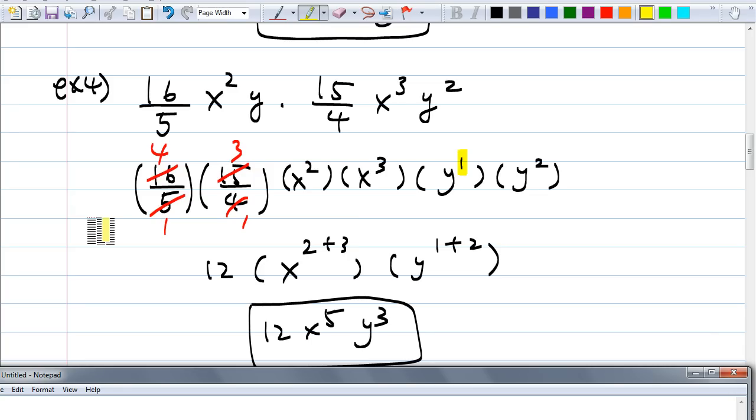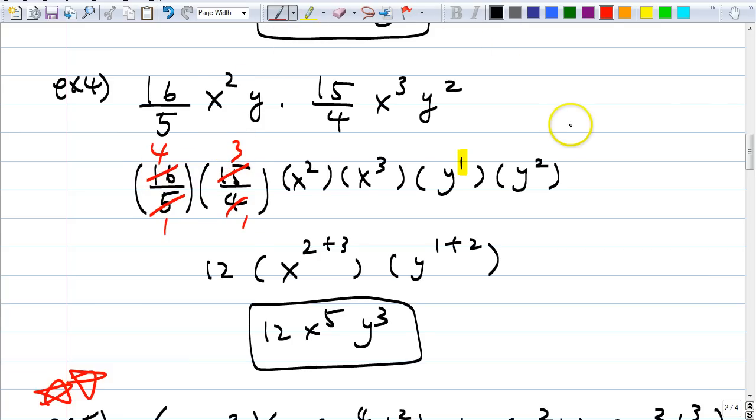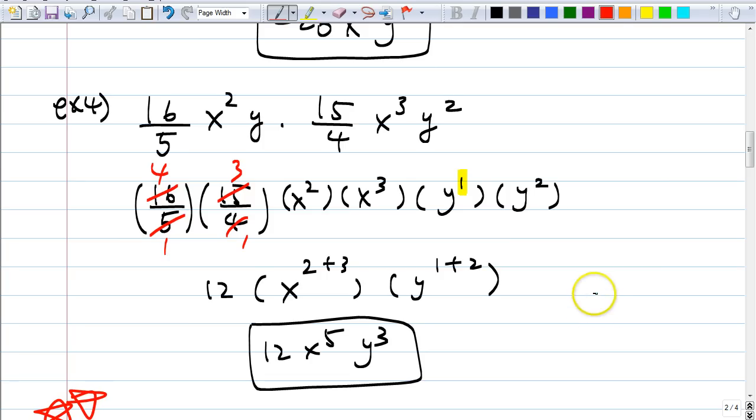Right? Oh, okay. Doesn't 5 go into 15 3 times? Yeah. And then doesn't 4 go into 16 4 times? Now, Jason, I could actually do it this way. You could think of it this way. Look, you have 16 over 5, times 15 over 4. Now, everything's multiplication, isn't it?